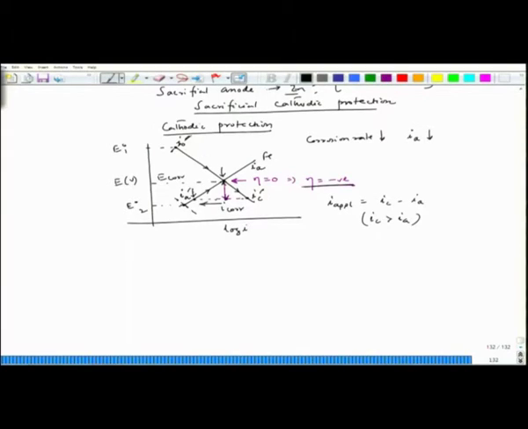Now, in case of the sacrificial anode, if we have, this is the soil, below the soil we have an iron piece and a zinc piece, they need to be connected.